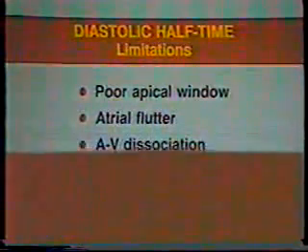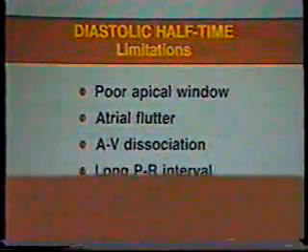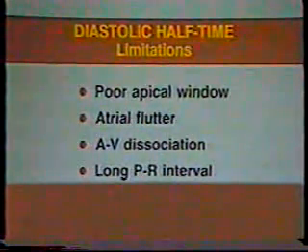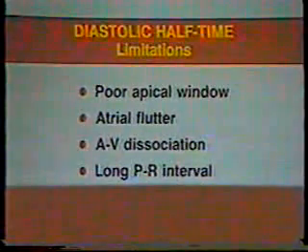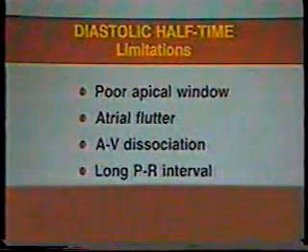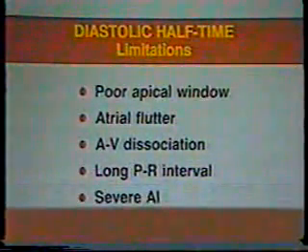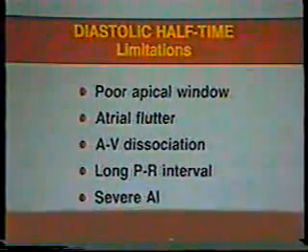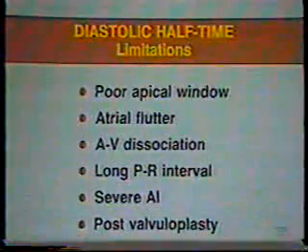It is often difficult to measure the half-time in the presence of atrial flutter, AV dissociation, or a prolonged PR interval. And the half-time method of calculating mitral valve area has been shown to be inaccurate in the face of severe aortic insufficiency and also immediately after mitral balloon valvuloplasty.